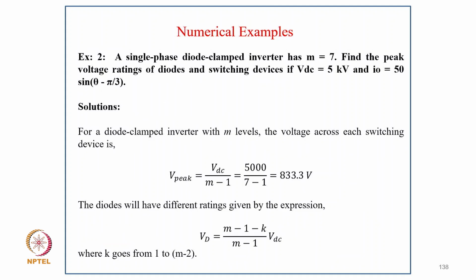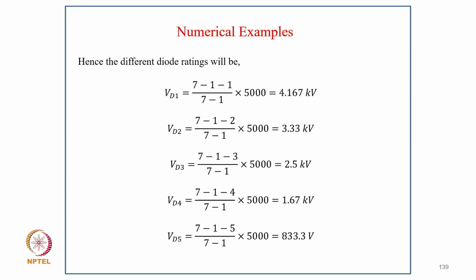Coming to example 2: a single phase diode clamped inverter has M equal to 7. Find the peak voltage rating of diodes and switching devices if VDC is equal to 5 kilovolts and I0 equal to 50 sin theta minus pi by 3. Solution: for a diode clamped inverter with M levels, the voltage across the switching device is Vp equal to VDC by M minus 1, and putting in the values it comes to 833.3 volts. The diode will have different ratings given by the expression Vd equal to M minus 1 minus k divided by M minus 1 into VDC, where k goes from 1 to M minus 2.